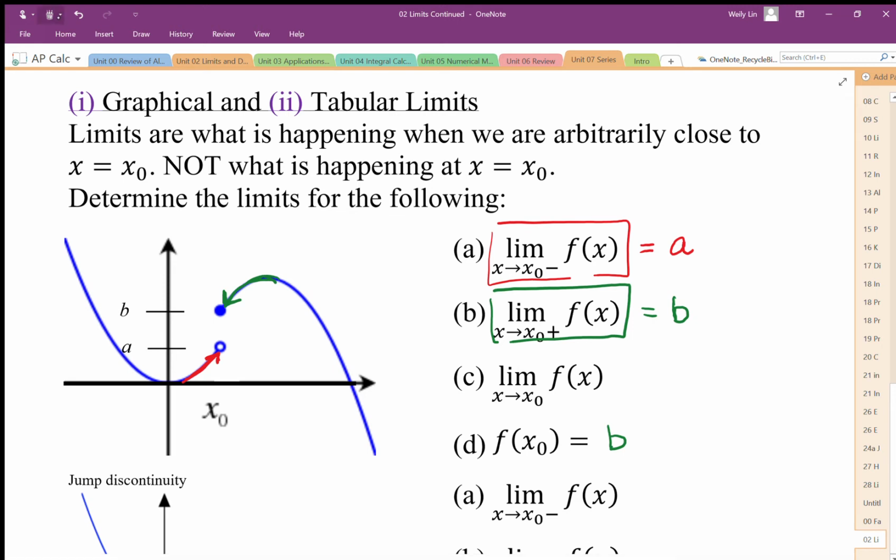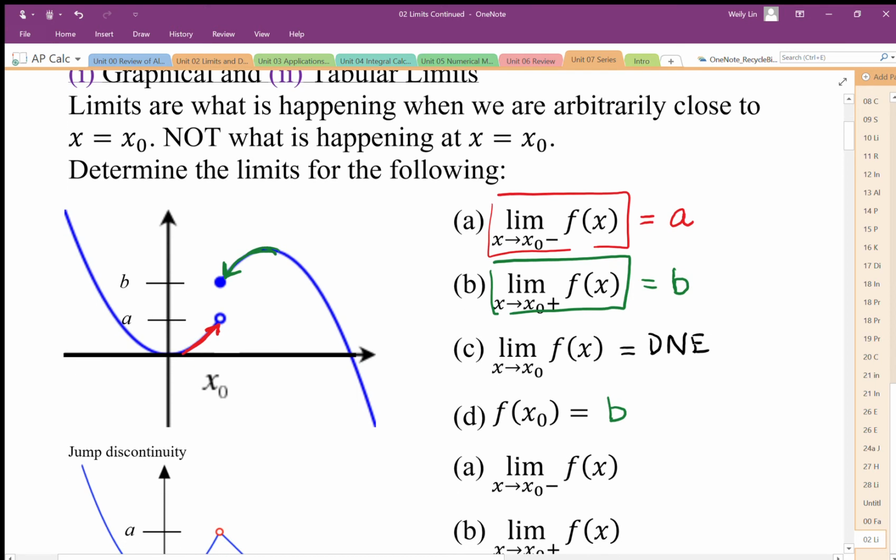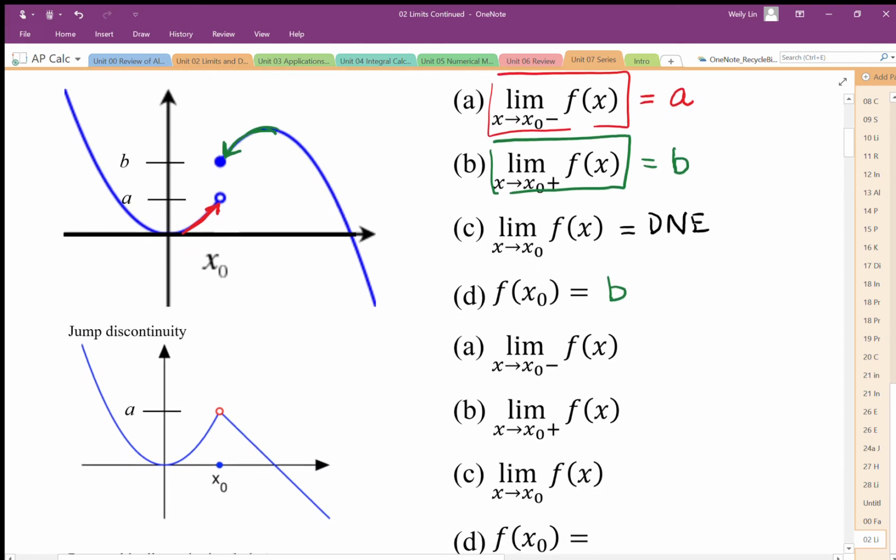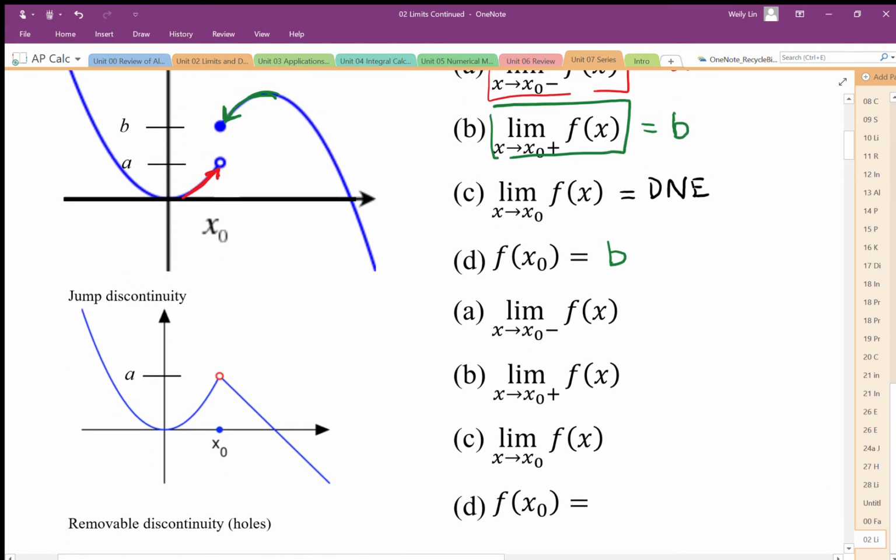So when we talk about a two-sided limit, the limit as x goes to x naught from both sides, well, it's not approaching the same point from both sides. We say that the limit does not exist. So we write DNE for does not exist. This is what we call a jump discontinuity. If we take a look at this one here, it's this parabola coming from one side and then a straight line coming from the other side.